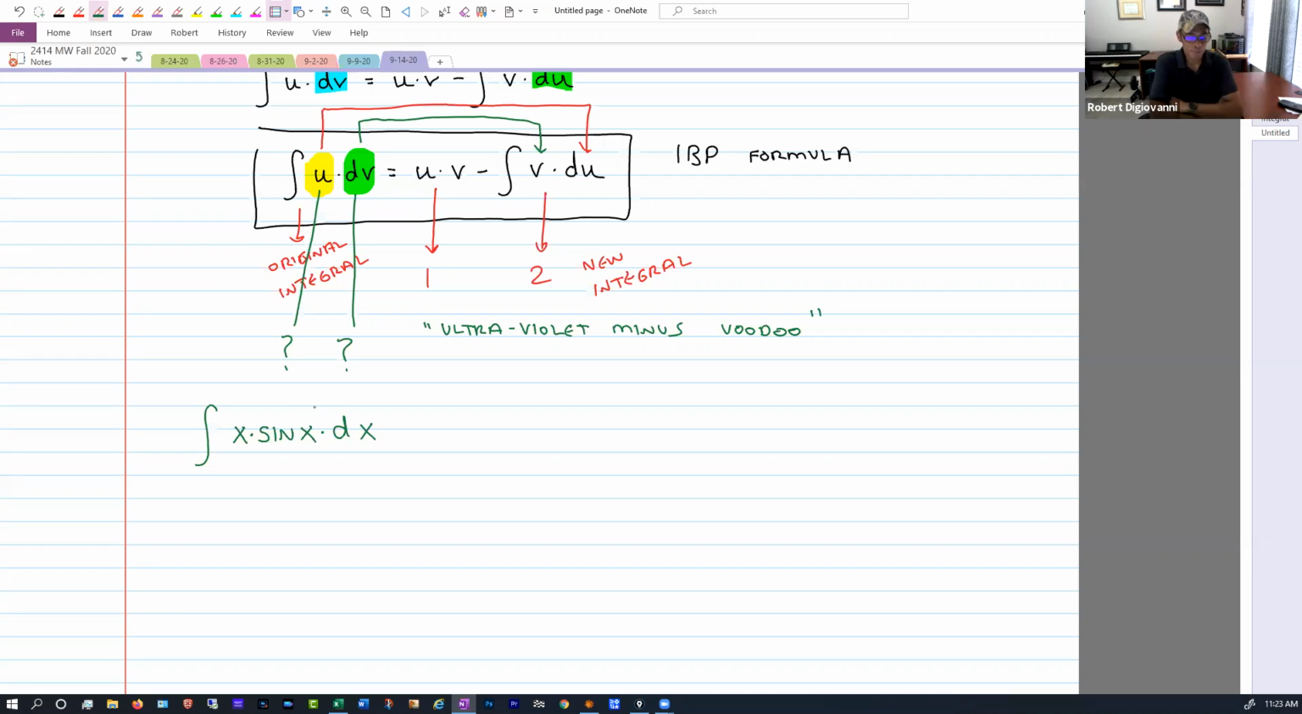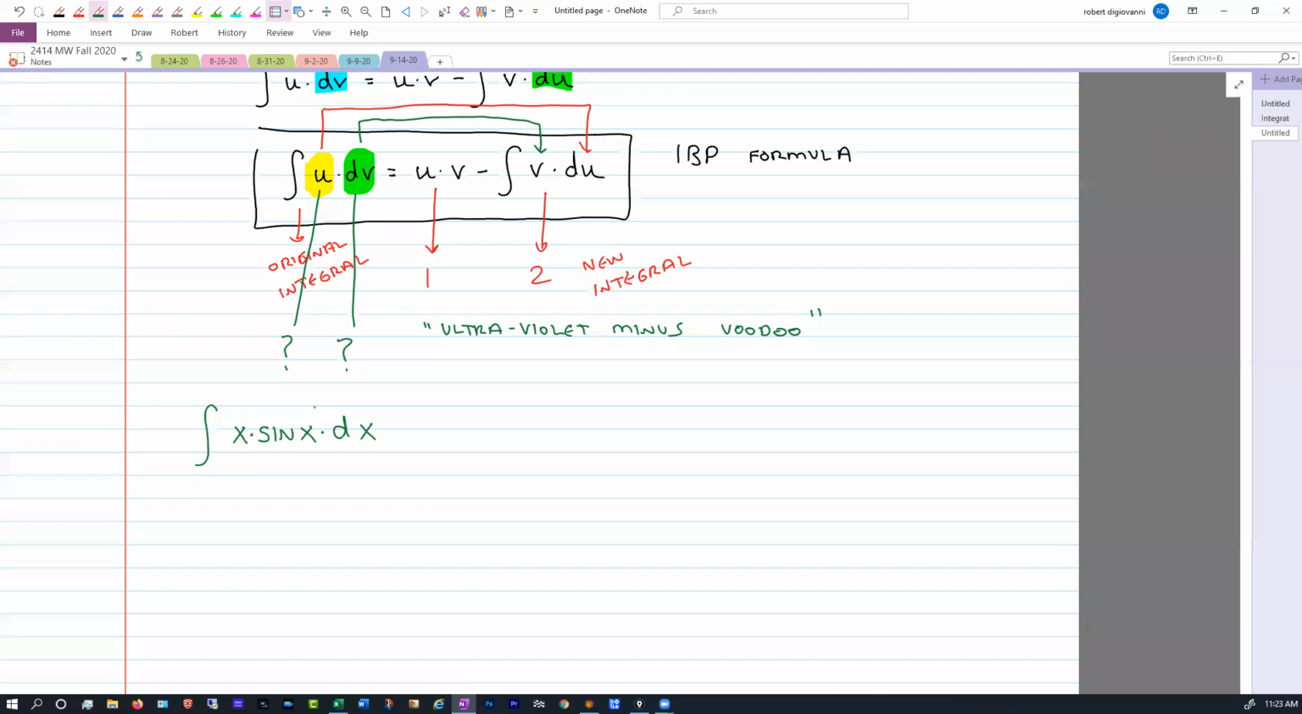Anybody? X. Okay, so why x? Is there any reason, or does it just sound good? I think it's because it's alone and the u is alone, and then for dv it has 2 variables, and then sine of x is 2.